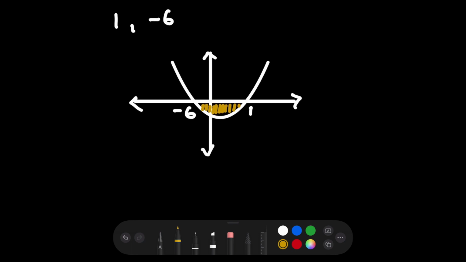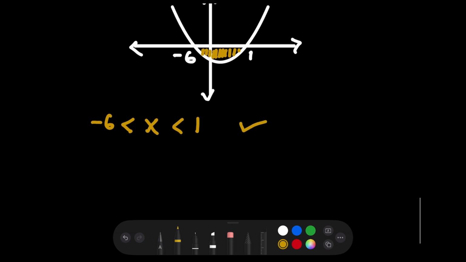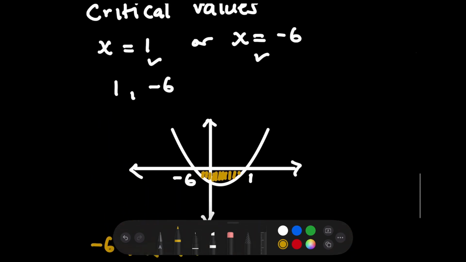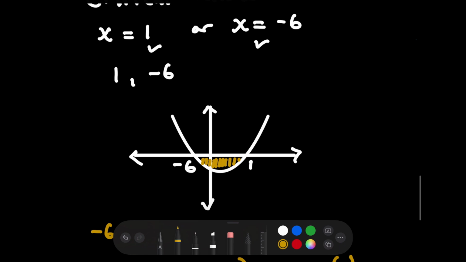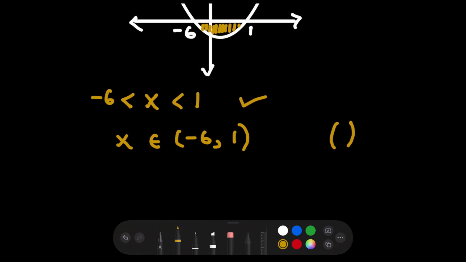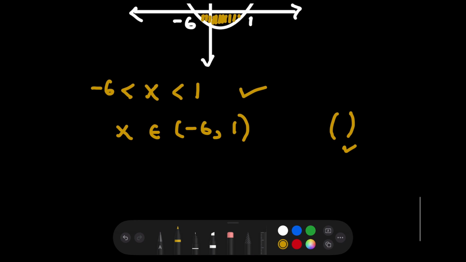When we express that, it's going to be x is less than 1 but greater than minus 6. This will give you all your marks. Or you can use interval notation: x is an element of (-6, 1). Take note that you're going to use round brackets here because it's strictly less than. If it is strictly less than or strictly greater than, you use round brackets. If there is greater or equal to, then square brackets will be taken into account.